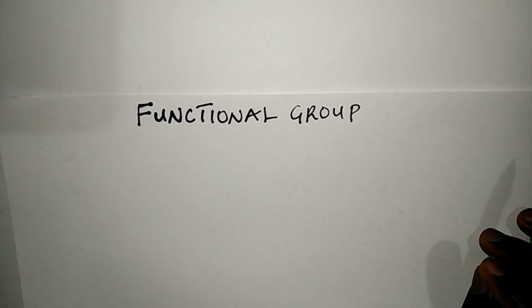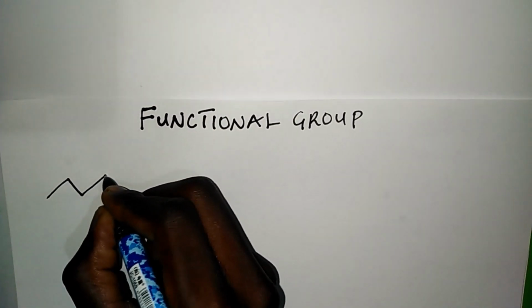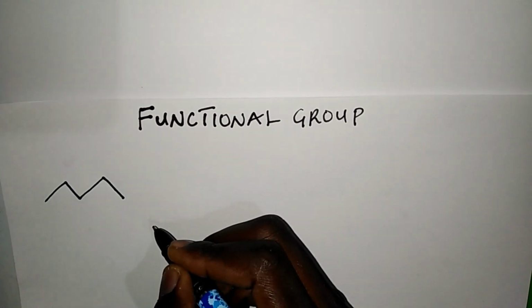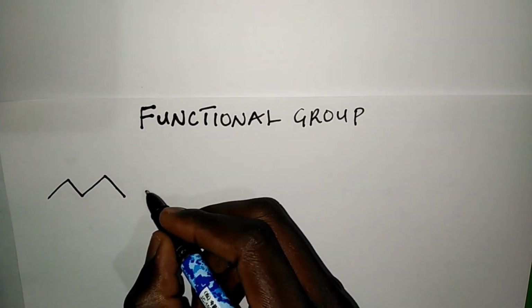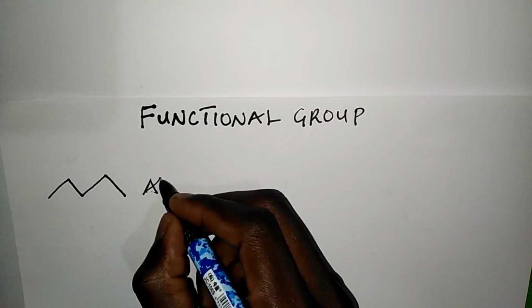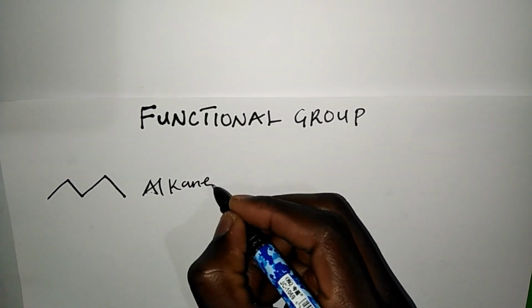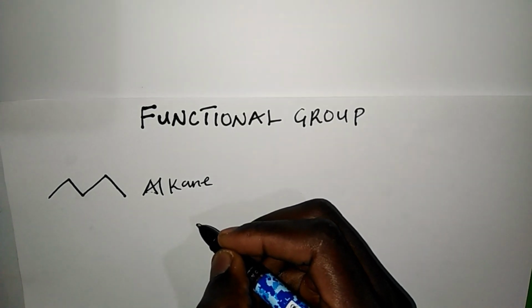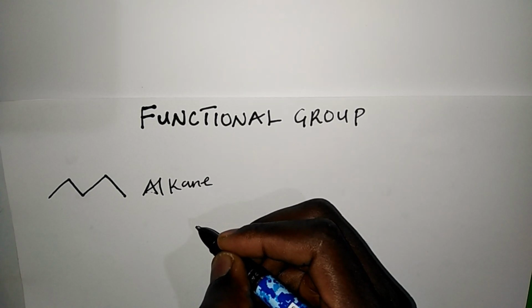In today's video, we're going to be looking at functional groups. So what if you have a compound like this? What will you call this particular compound? This particular compound is known as an alkane. It's called an alkane because it has single bonds, carbon attached to single bonds.